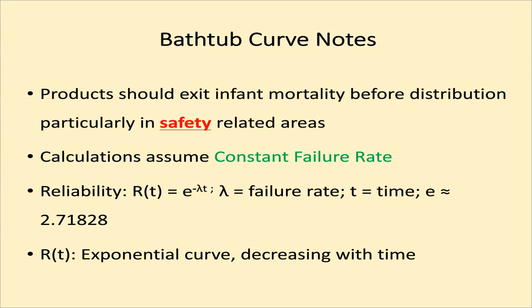So if you think about it, this would be expected, but R of T is a negative going exponential curve decreasing with time. And the reason for that is that the reliability number for a product operating correctly for a month would typically be higher than that same product if you expected it to operate for a year. So the longer the time involved that you expect the product to operate properly, the less likelihood it's going to make it. And that makes sense.